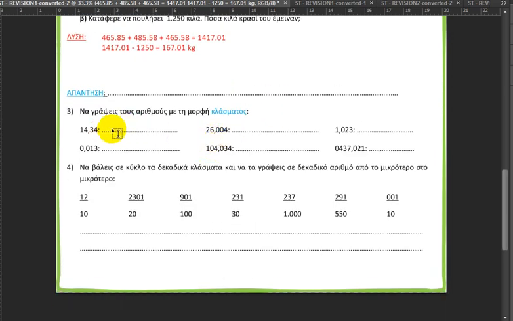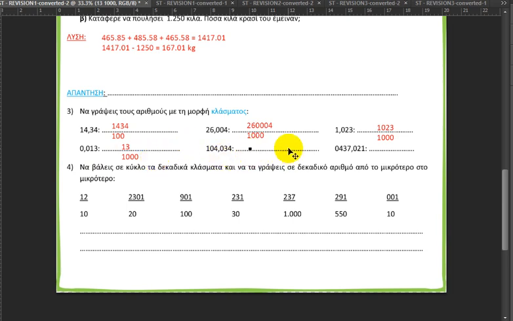All right. We want to write these numbers as fractions. So this number would be 434 over 100. This one would be 26,004 over 1,000. This one would be 1,023. And all these things are things that we've done in the past. This is a review, basically. It's not new things. This would be 13 over 1,000.